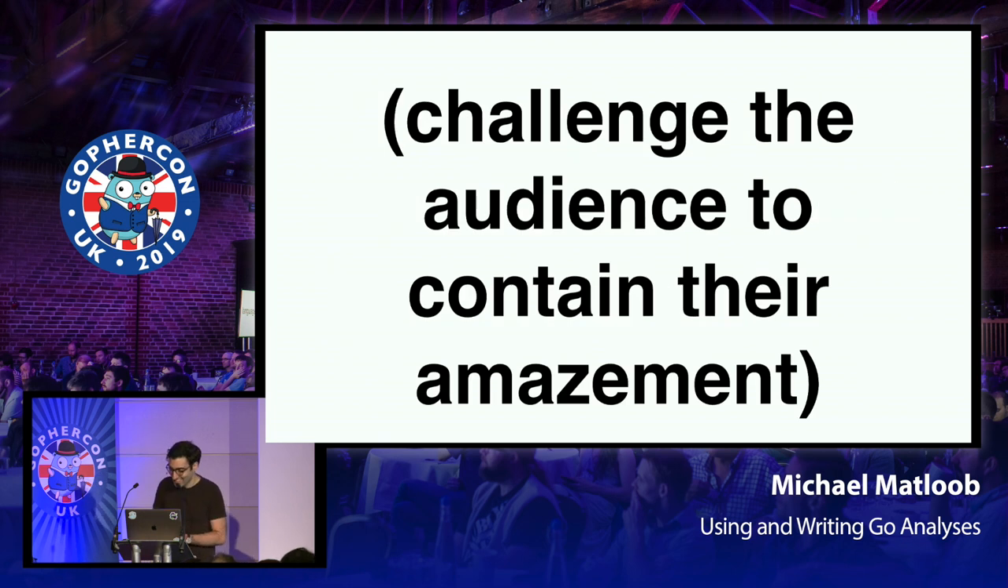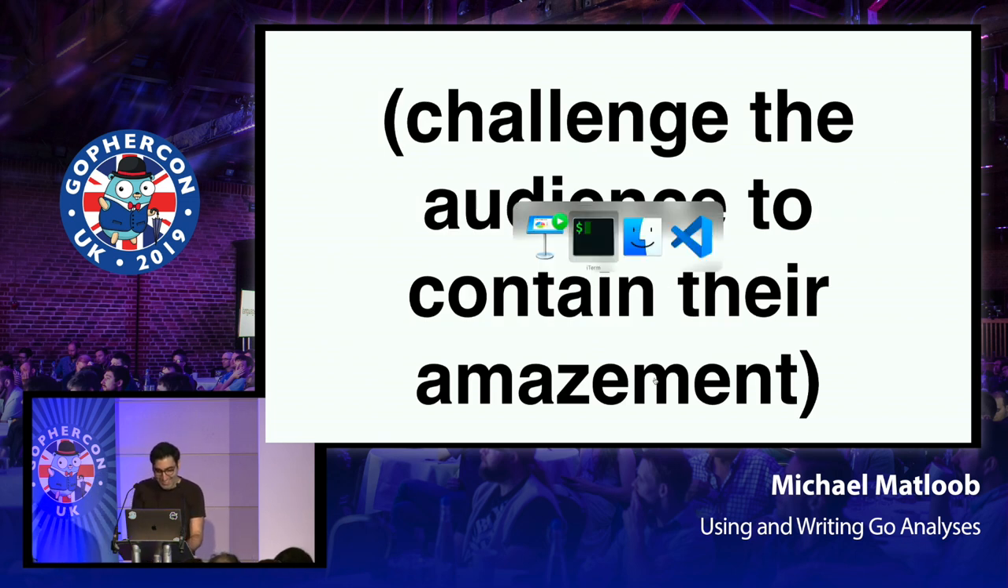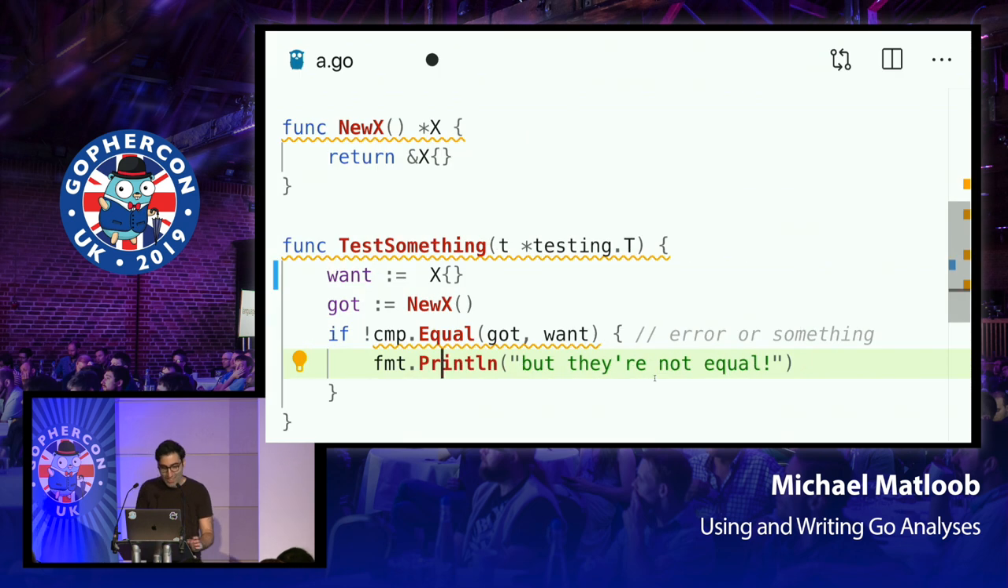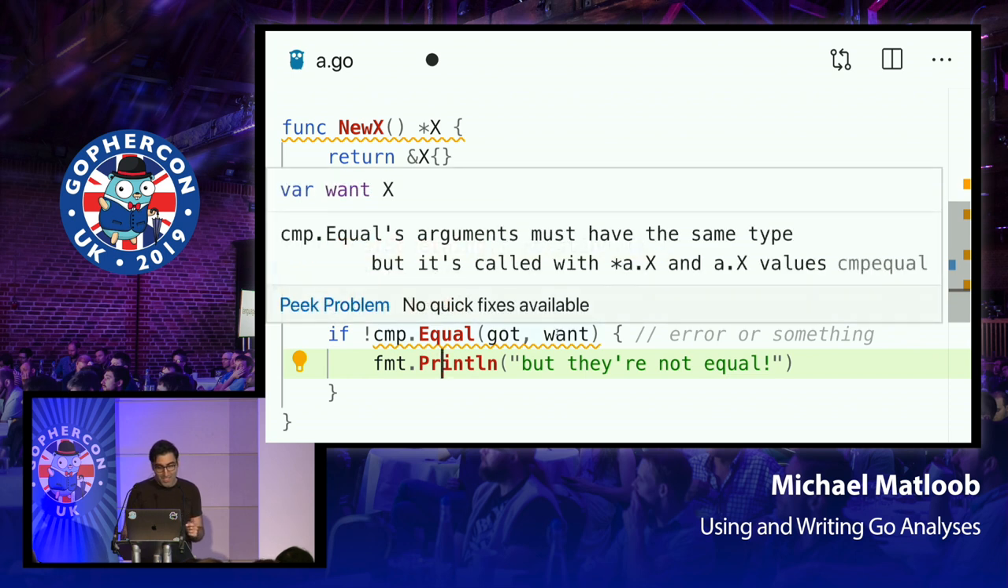Demo time. Okay, so this is the code we saw earlier, but now I'm looking at it in an editor. And I can see these squigglies. So, you know, these are lint warnings over here for new X and test something. But the squiggly for comp equals is actually what?